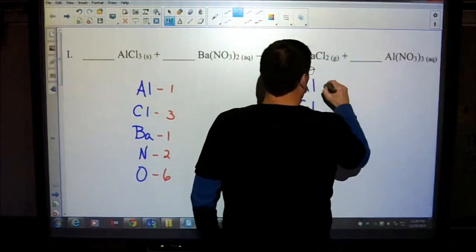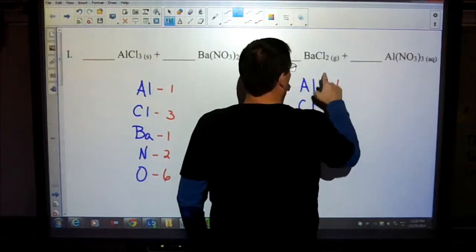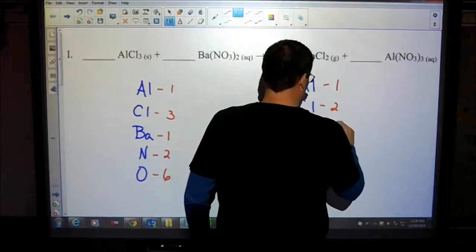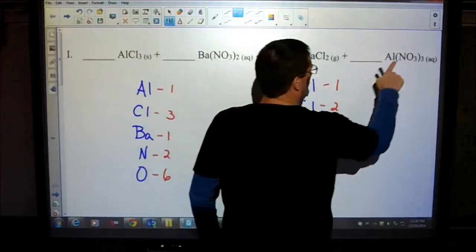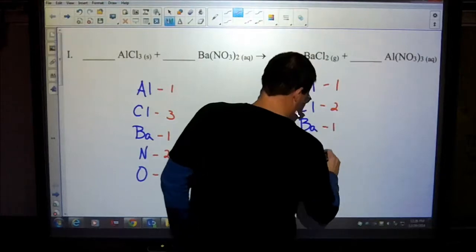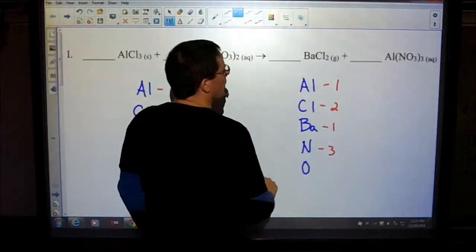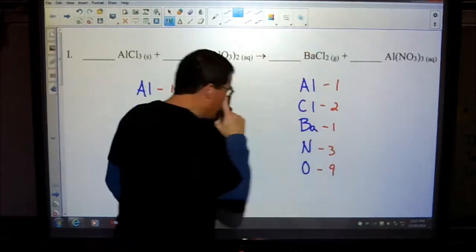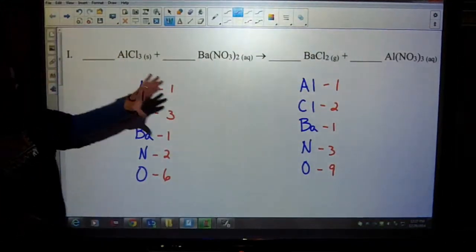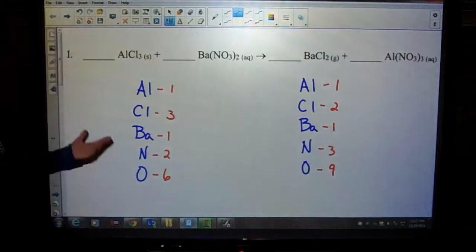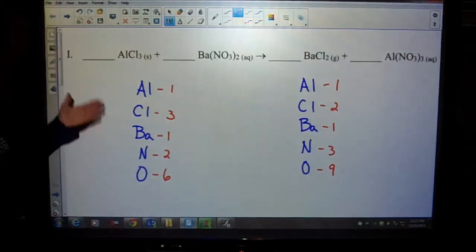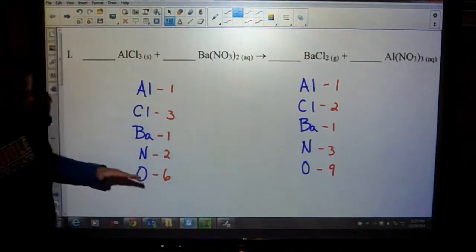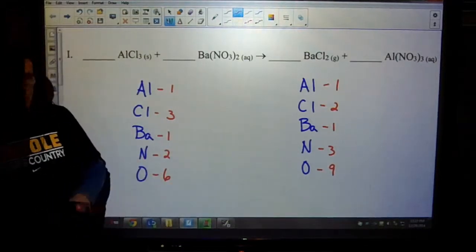Go to the other side. I look at how many aluminums. I have 1. Chlorine, I have 2. Barium, I have 1. Nitrogen, I have 3. Oxygen, I have 3 times 3, which is 9. When these numbers are the same on both sides, the reactant and the product side, we are balanced. Initially, these numbers are not the same. The chlorines are different, the nitrogens are different, and the oxygens are different.